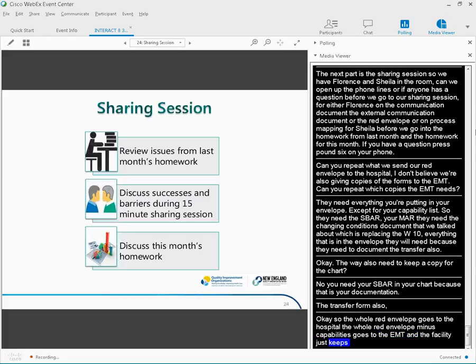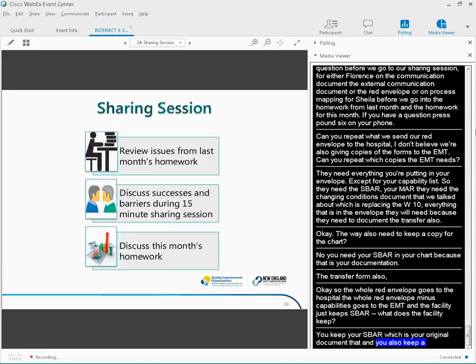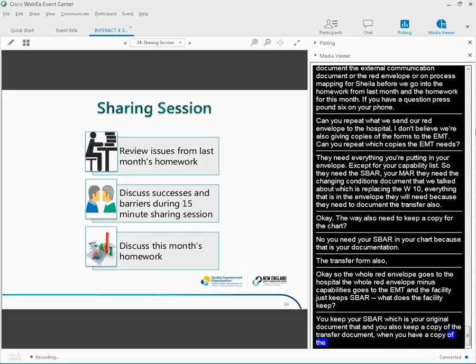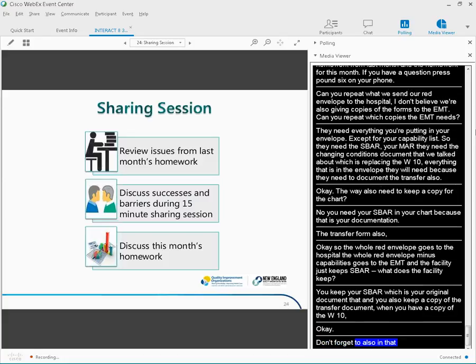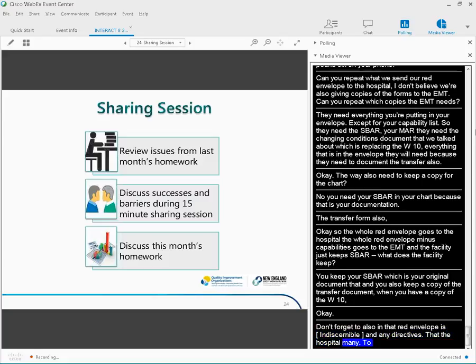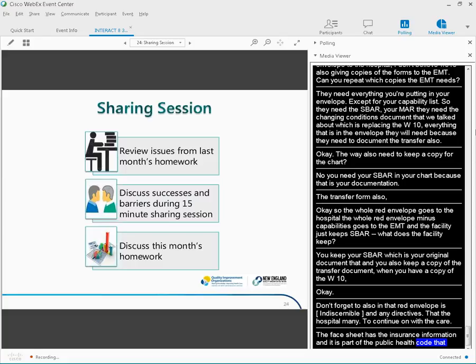What does the facility keep? You keep your SBAR, which is your original document, and you also keep a copy of the transfer document, kind of like when you would have a copy of the W-10. Okay. But don't forget that in that red envelope is the face sheet and any advance directives that the hospital may need to continue on with the care. Because the face sheet has the insurance information, and that's part of the public health code, that says that information has to be transferred with the patient.